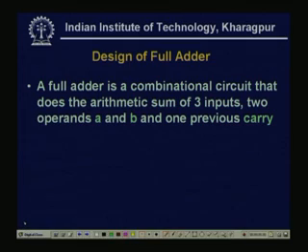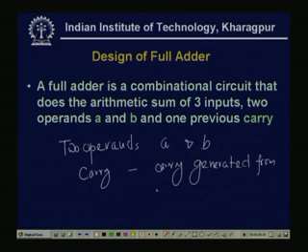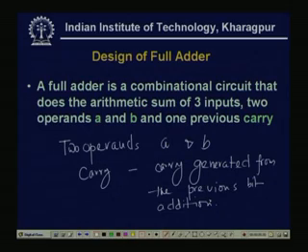So, we can tell that the 2 operands are A and B, and the carry is actually the carry generated from the previous bit operation, bit addition. Notice here that in the half adder we have not considered that thing. So, half adder means mainly the single bit addition, and here actually the multiple bit addition.